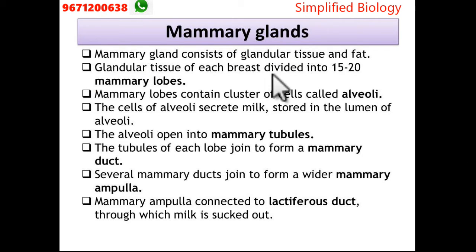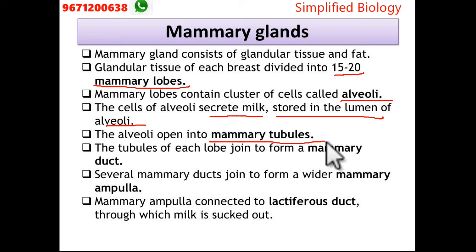So the tissue of the breast is divided into 15 to 20 mammary lobes. Clear? Each lobe contains alveoli. Mammary lobes contain the alveoli, and alveoli secrete the milk, which can be stored in the lumen. After that, alveoli open into the mammary tubules.